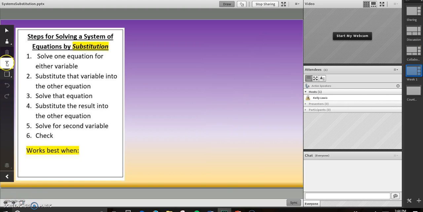All right, substitution works best when x or y are by itself. So it's like x equals some stuff, y equals some stuff. And then we substitute that into the other equation, solve it, we'll get a number, take that number, fit it in for the second variable.